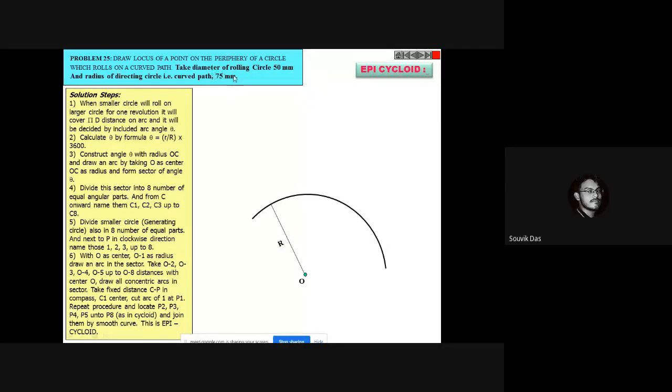This 75 millimeter, or not? Yes, sir. This 75 millimeter is the radius of the directing circle. Okay, first I have to draw the directing circle. Another thing, no need to draw the whole directing circle. I will take the rolling circle somewhere over here and trace for one full revolution. So I don't need the whole directing circle. I need some part of the directing circle.